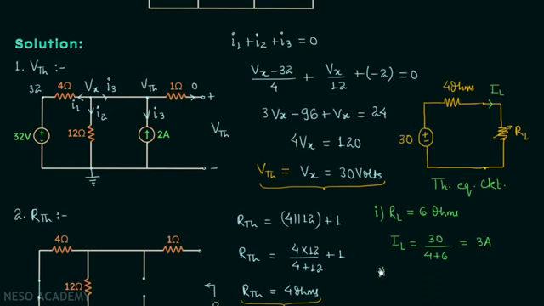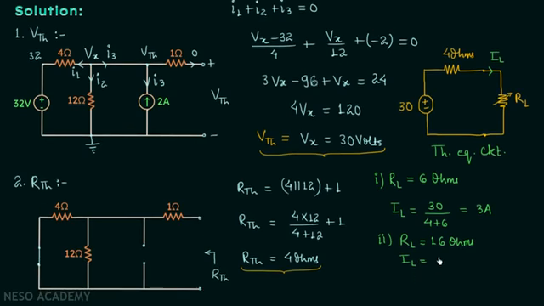In case number 2, when RL is equal to 16 ohms, IL will be equal to 30 divided by 4 plus 16. This will give us 1.5 amperes. So you can notice that even after changing the value of one element, the calculations are pretty simple to do, and this is because we have Thevenin's equivalent circuit.